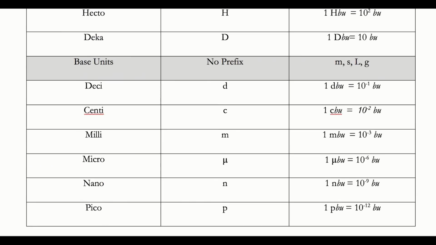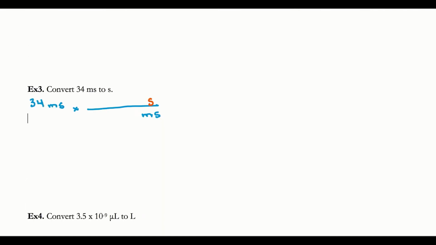Number 3, convert 34 milliseconds to seconds. So I'm going to write my given, 34 milliseconds. Okay. I'm going to put the unit I want to get out of on bottom, so milliseconds. And the units I want to get into on top, so seconds. Okay. Let's go back and look at the relationship. Okay, so if you notice, milli is right here. And so for this problem, it would be 1 millisecond, second would be my base unit, equals 10 to the negative 3rd seconds. So 1 millisecond is 10 to the negative 3rd seconds.